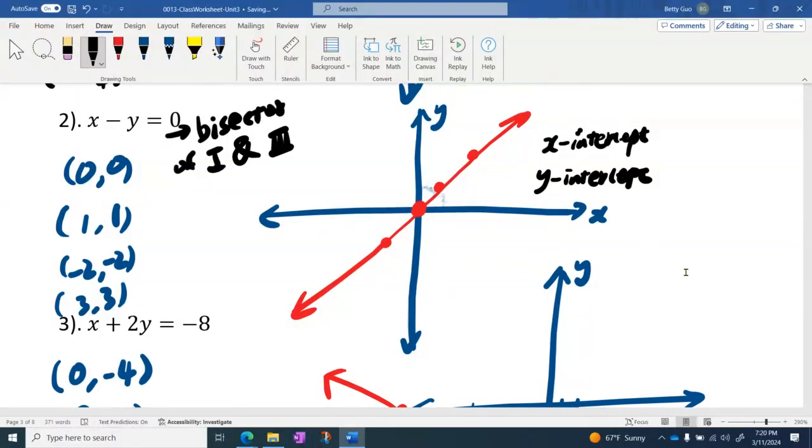X-intercept is the point where the straight line cuts the x-axis. In other words, it is the intersection of the straight line and the x-axis.